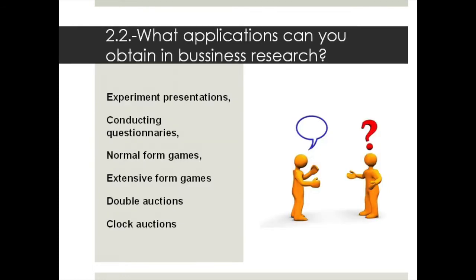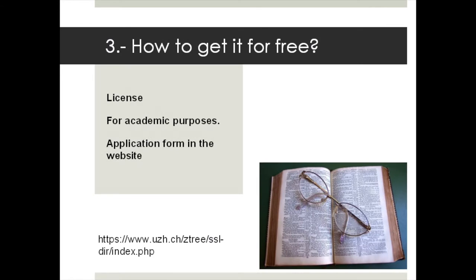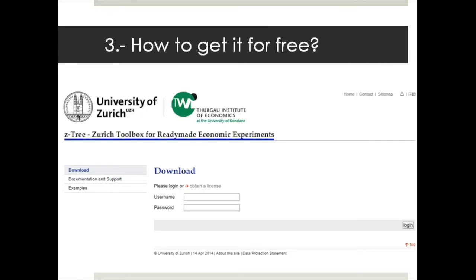With zTree software, you can make experiment presentations, conduct questionnaires, normal form games, extensive form games, double auctions, and, for example, clock auctions. You can obtain a license to work with zTree only for academic or investigation reasons, not for commercial issues. To obtain a license, you must fill out an application form on the website. This is the website where you can obtain the license.